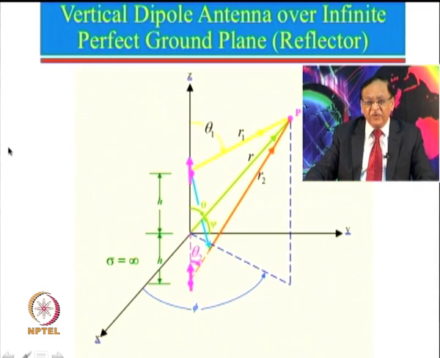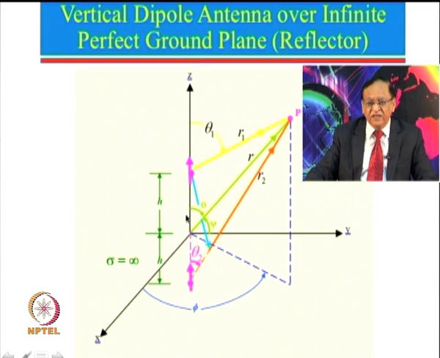The array theory will be nothing but we have one element and the other element. If this element is at distance h, the image will also be at a distance h. So, now just think about, suppose this dipole antenna is right over here. Now, how does a dipole antenna radiate?